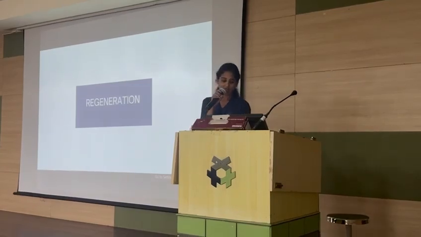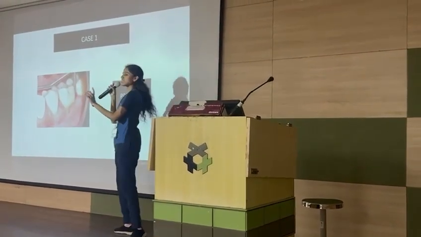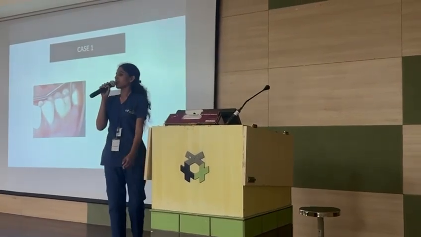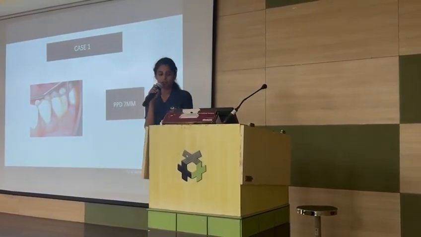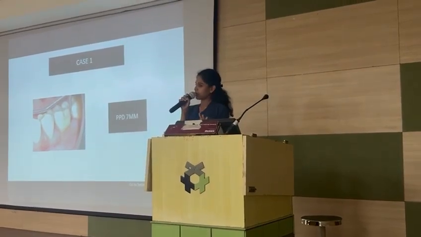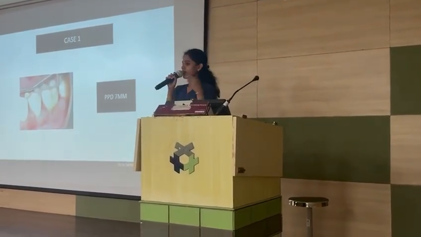So if the patient, this is one case scenario. So this patient has a CPD of 7 mm in the molar. Okay. So externally you can see a vertical defect. So in treatment, first line we will do scaling and root planing. Then we will go with the flap surgery.